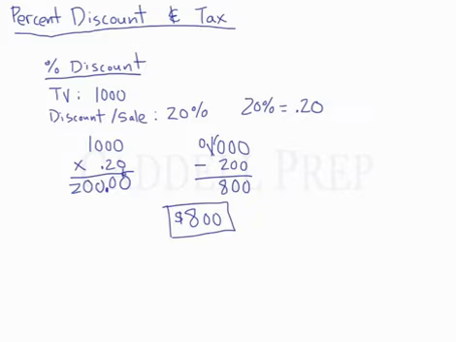Okay, now let's go over tax. Tax gets added onto a price. So we'll do a similar example. TV is $1,000, and we'll say tax is 6%. So on top of the $1,000 we have to pay for the TV, we also have to pay 6% in tax.